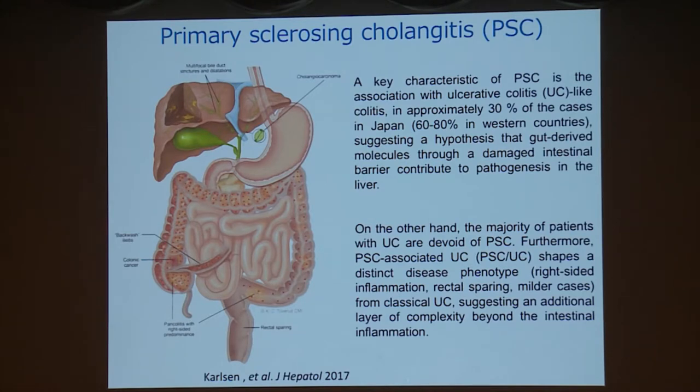Furthermore, PSC-associated UC, PSC-UC, shapes a distinct disease phenotype, such as right-sided inflammation, rectal sparing, and also milder cases from classical UC, suggesting an additional layer of complexity beyond the intestinal inflammation.